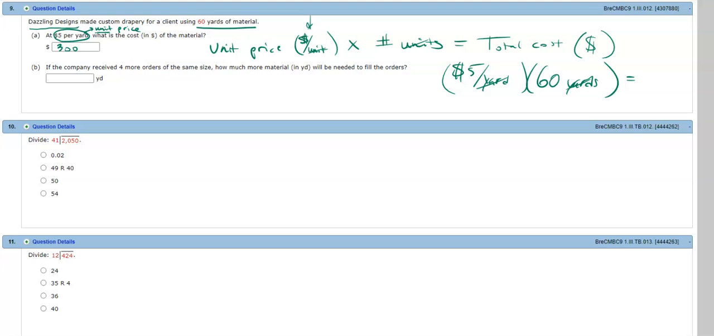Now what if the company received 4 more orders of the same size? How much more material will be needed to fill the orders? They're getting 4 more orders of this same size, this size of 60. So it's 60 yards. I will just put some units here because we can always make units depending on the context of the problem. This is basically yards per order. 60 yards per order. And there are 4 more orders. So we are multiplying these. Orders will go away, it just becomes yards. 240 yards.